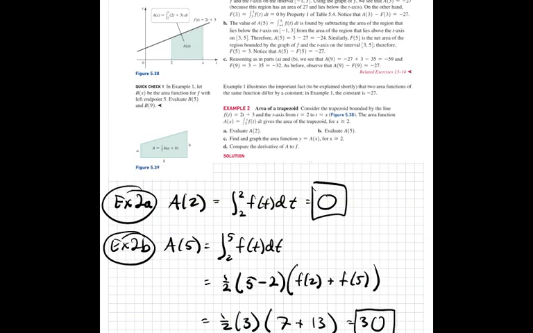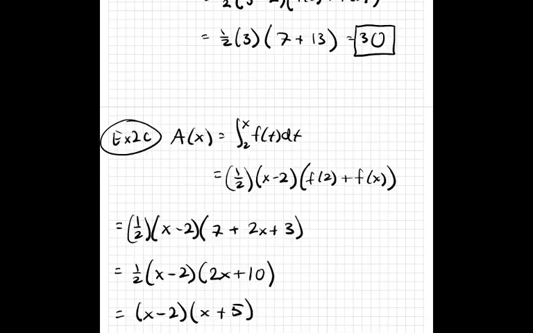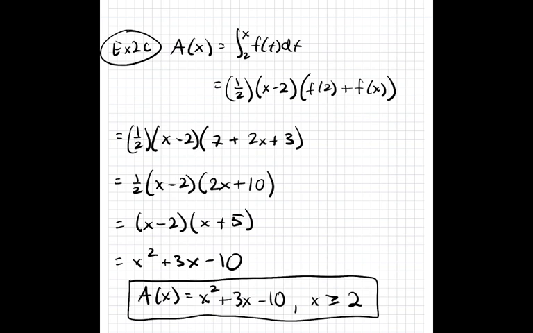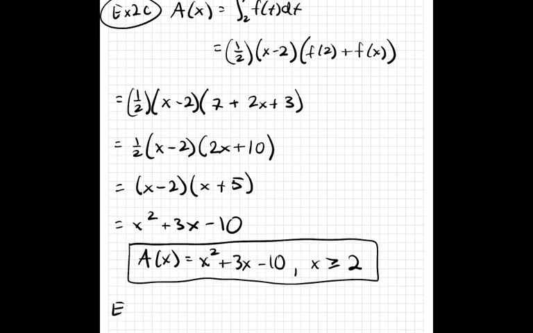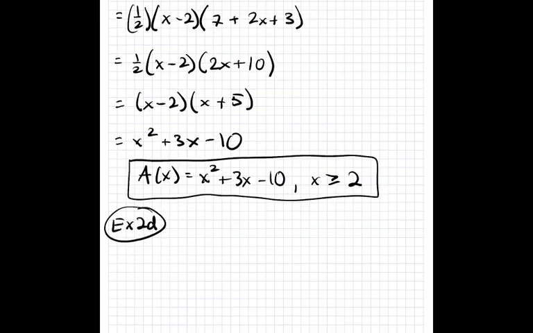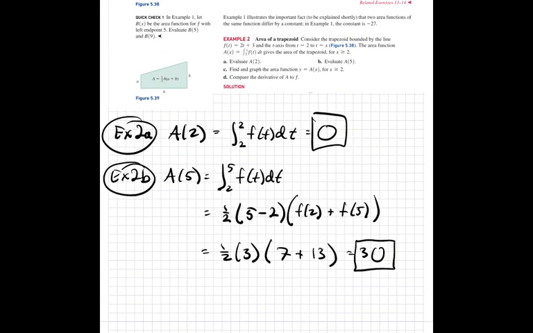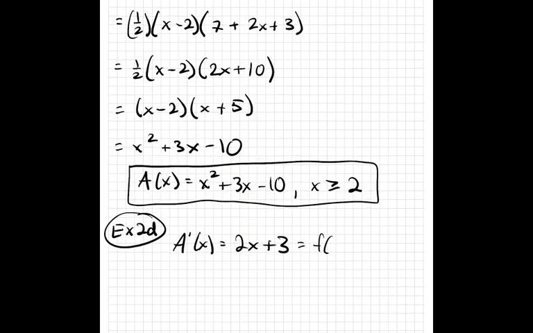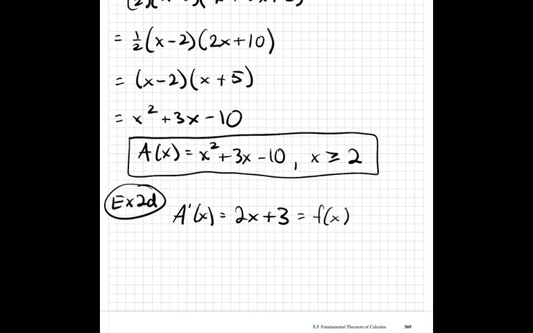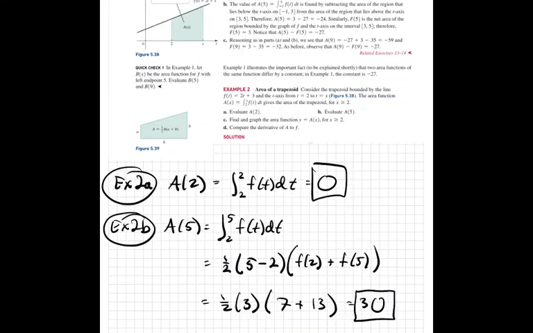Compare the derivative of A to f. Okay, so if our claim is that this is our area function, then example 2D. If we look at the derivative of this area function, that's going to be 2x plus 3, which should be equal to f of x, which is what it's supposed to be, right? 2x plus 3. 2x plus 3.